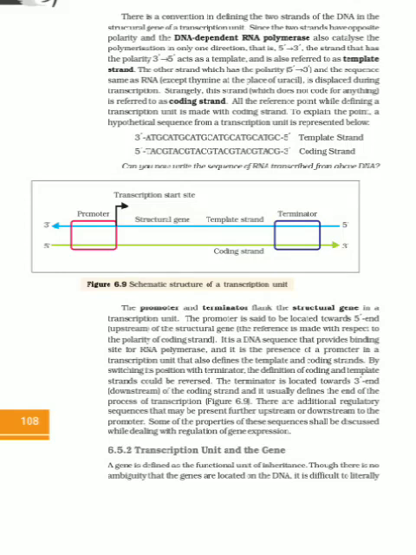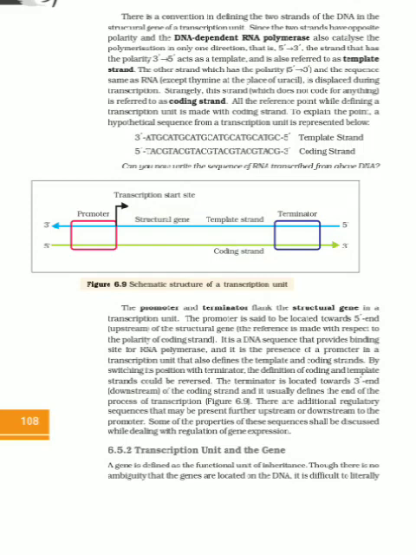The terminator is located towards the 3' end, downstream of the coding strand, and it usually defines the end of the process of transcription. There are additional regulatory sequences that may be present further upstream or downstream to the promoter. Some of the properties of these sequences shall be discussed while dealing with regulation of gene expression.